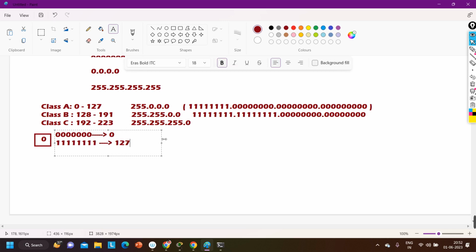For class A, actually we have reserved 1 bit. That means from class A, guys, how many networks can we design? 2 to the power 8 or 2 to the power 7? 2 to the power 7.